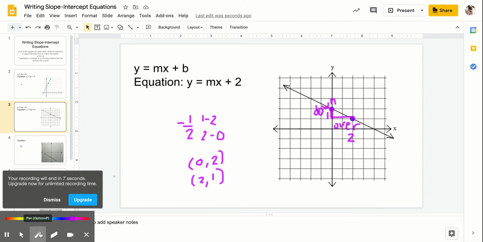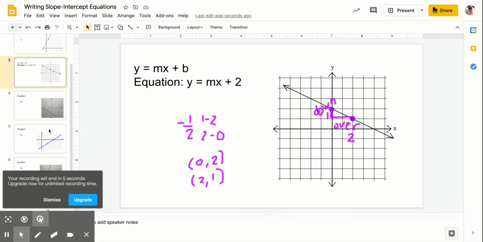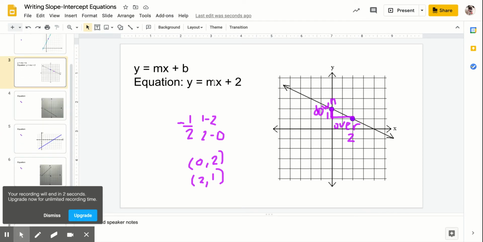Hopefully that made sense. You guys are doing exactly that for the rest of it. You're just finding the intercept and the slope and then writing it into your equation. Oops, this would be negative 1/2.